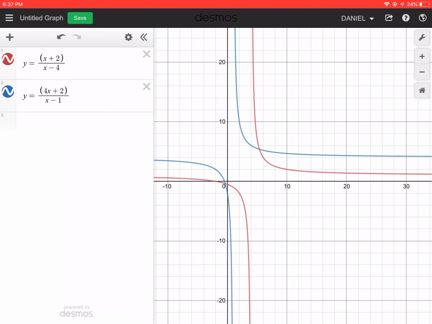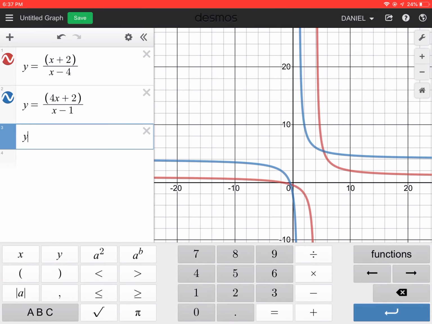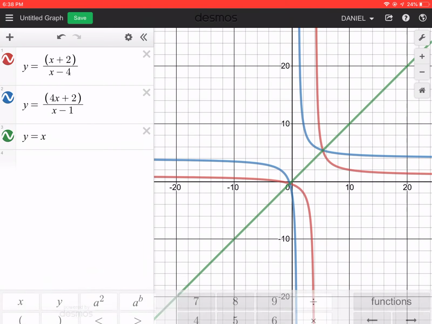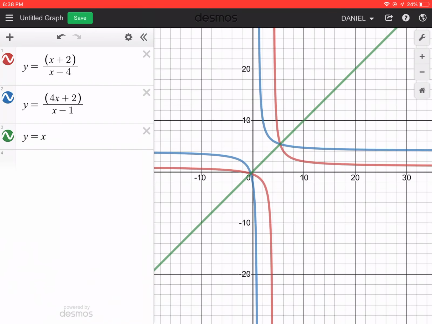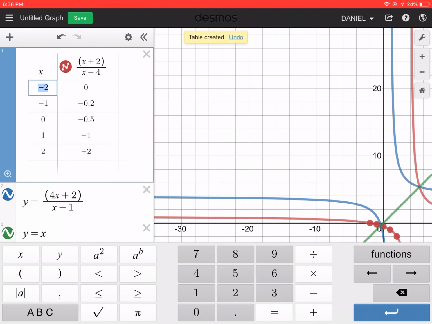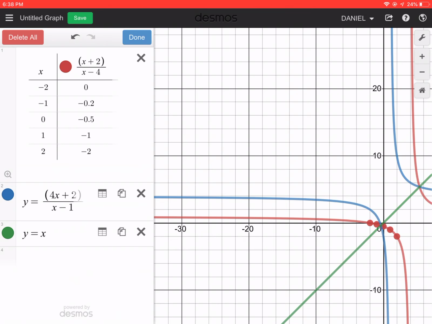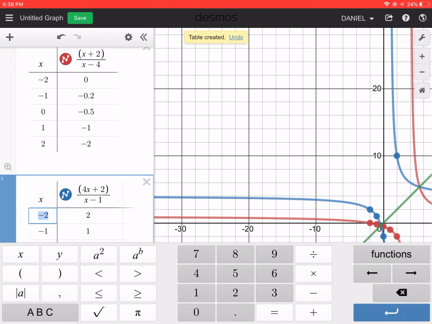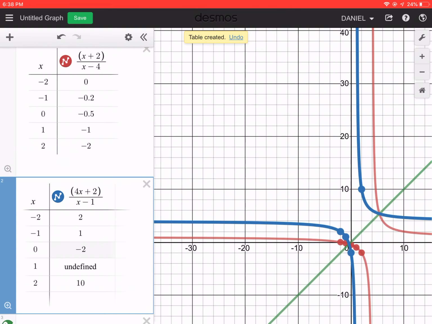So take a look at those two guys. And let me also graph y equals x. And hopefully you can see that does look like a reflection over y equals x. Alright, I'm also going to convert both of these into tables. And hopefully you can see all of the points are flip-flopped. Input became outputs.